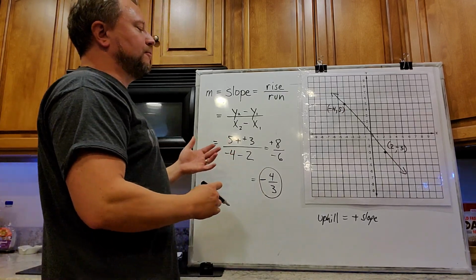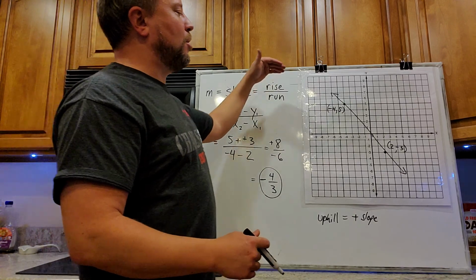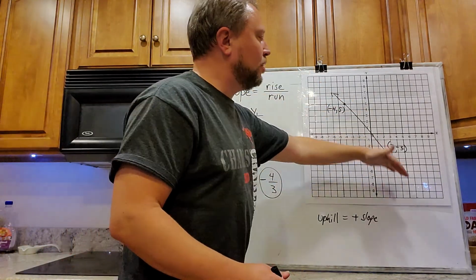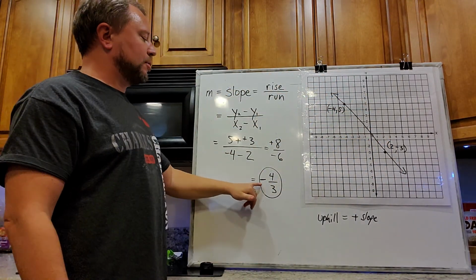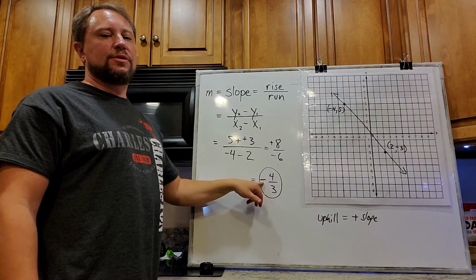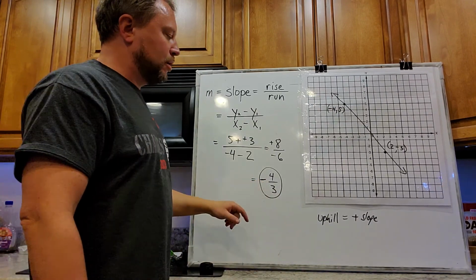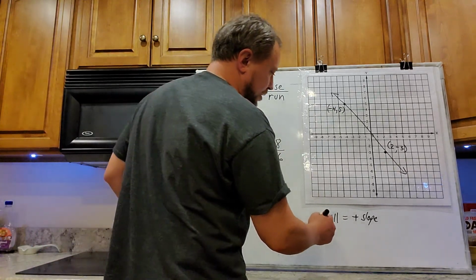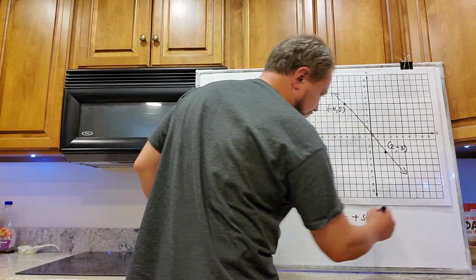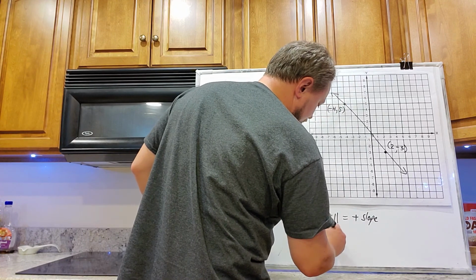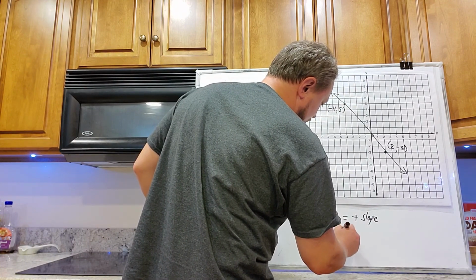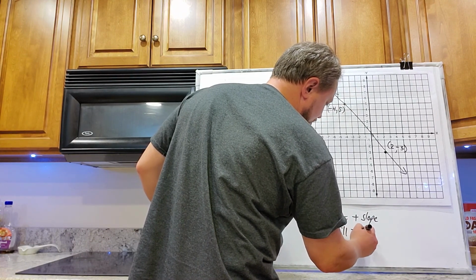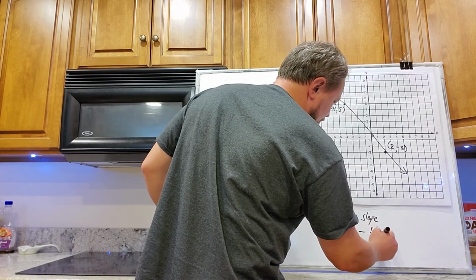Okay, and I think you're going to find that this is true about all downhill lines. All downhill lines are going to have a negative slope, like we had here. Uphills are positive, downhills are negative. Let's put that right here. Downhill equals negative slope.